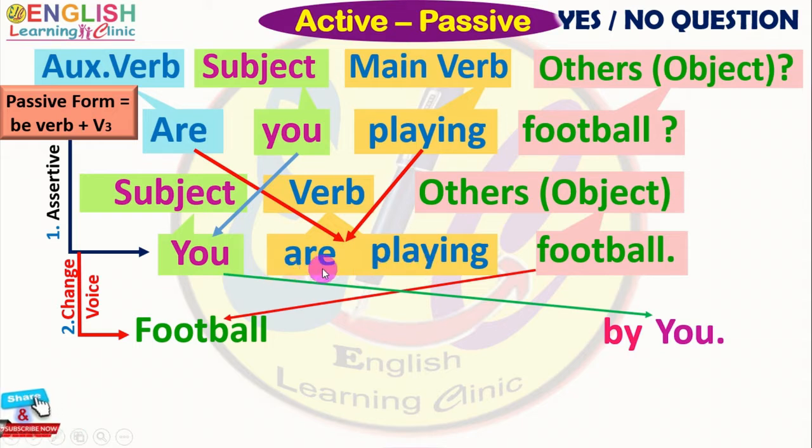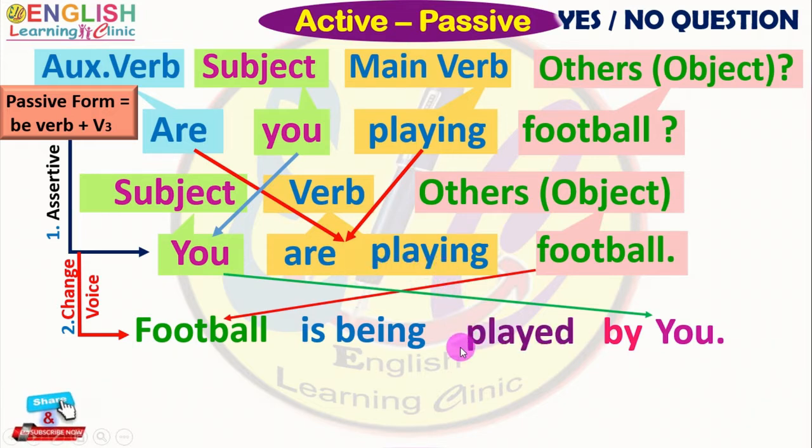This is the present continuous form of the verb play. So, it will give this tense to the be verb. That is the present continuous form of the be verb. The present continuous form of the be verb is am being, is being, or are being. As football is third person singular number, so is being is appropriate in this case. And next, put the third form, that is the past participle form of the verb play, that is played.